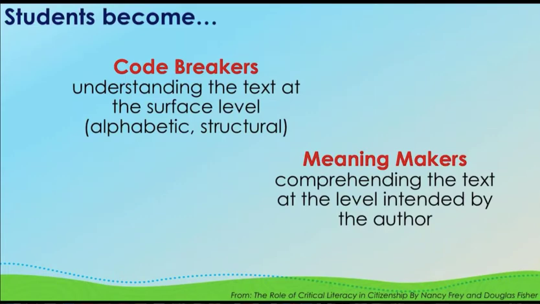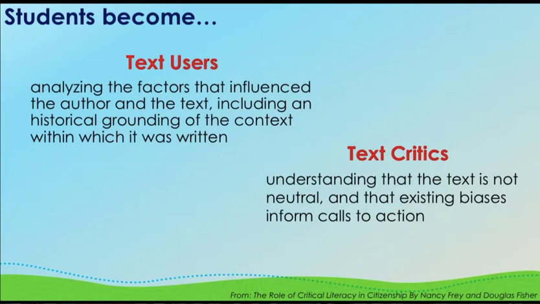So as we're teaching our students to be critically literate, they're becoming code breakers. And that's just understanding that text at that really surface level, at the structural word level. And then they move beyond that into becoming meaning makers, where they're really comprehending that text at the level at which the author had intended it. And as they move on and become more and more proficient, they become text users, in which they're analyzing the factors that influence the author and the text, including the historical background for the text. And then finally, they become text critics.